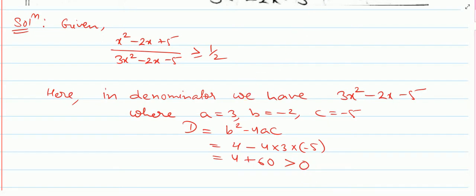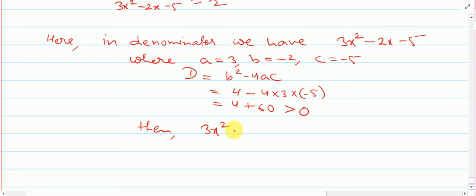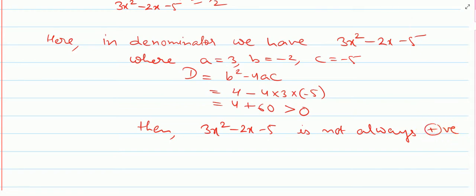Okay. So as D is greater than 0, then 3x square minus 2x minus 5 is not always positive. It is not always positive. Okay, then what we have to do? We have to find the roots for this one. So let us find the roots.